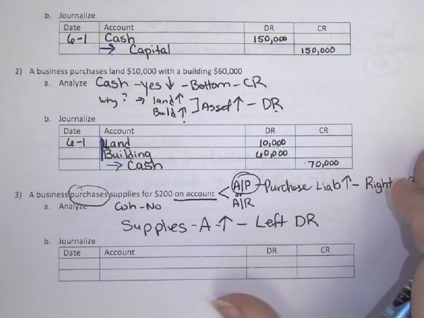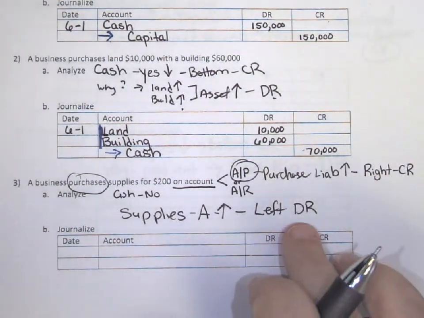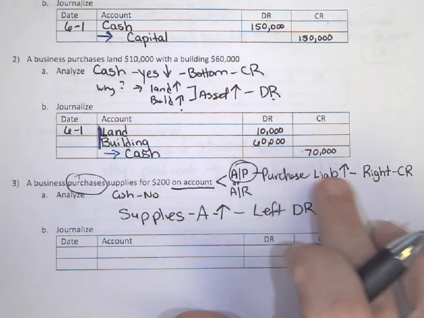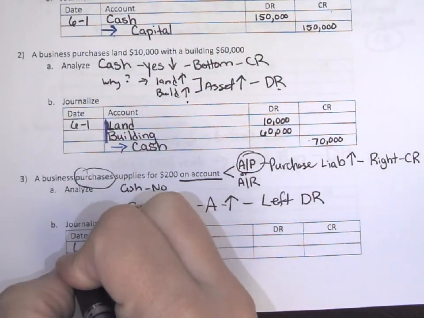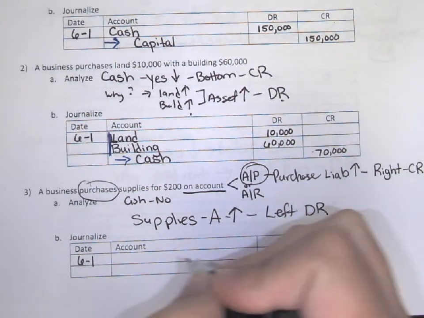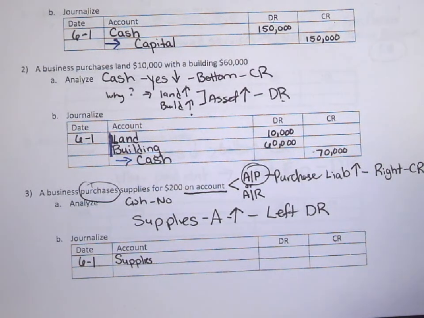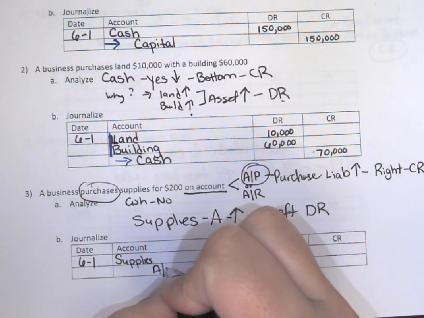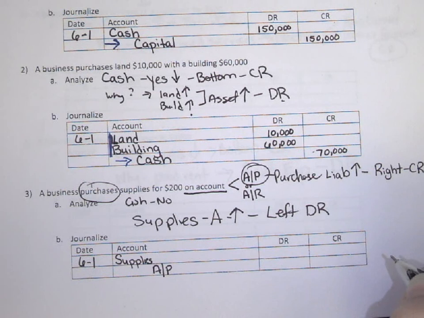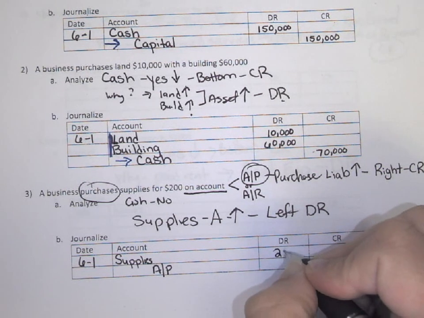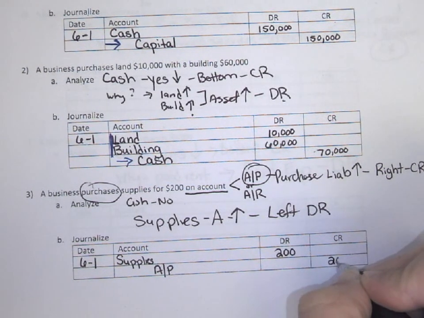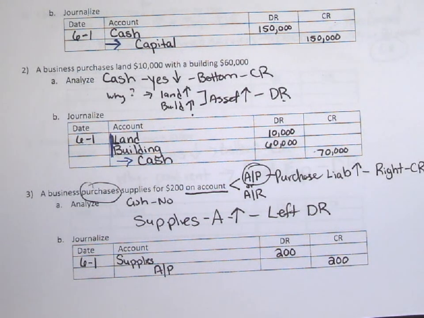Our next journal entry, we have supplies as our debit. We have accounts payable as our credit. So we put the date in on just the first line only. We would have supplies on top as our debit. And then we would have accounts payable. And so what we would be looking at is $200 as our debit. And then $200 would go into that credit amount. Notice again, I did indent over when I was looking at that particular account.